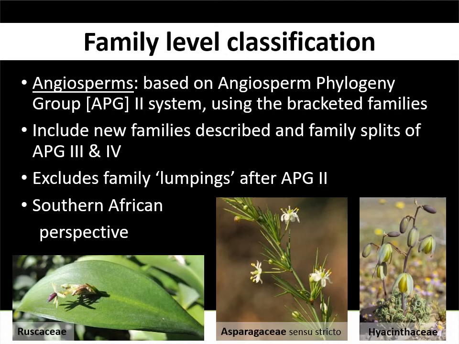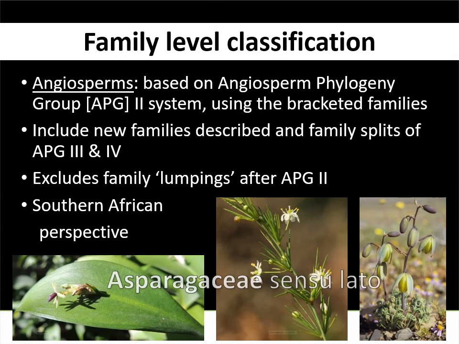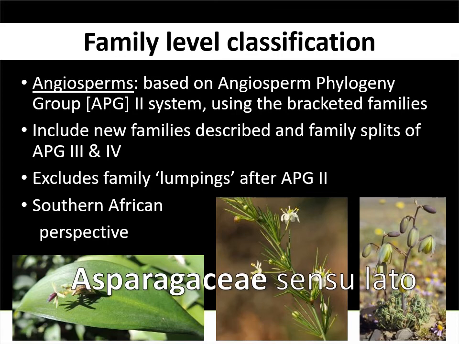We, for instance, prefer to treat a narrowly defined Asparagaceae, Ruscaceae and Hyacinthaceae at family level, rather than the single, large and heterogeneous Asparagaceae of APG 3 and 4. This deviation from APG 4 is well documented, and it is easy to amend our outputs to follow APG 4 families where needed.